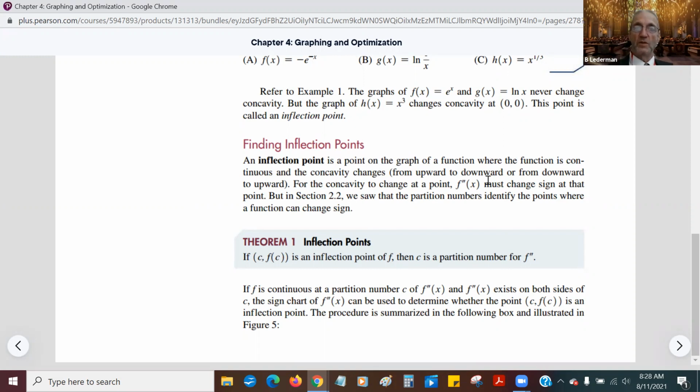So these are the things we see. And of course, partition numbers help us. They identify where a function can change sign. So if C, f of C is an inflection point, that means C is a partition number of f double prime. Again, I'm just throwing more words at you with the partitions and inflections, but that's the point. Let's look at an example.